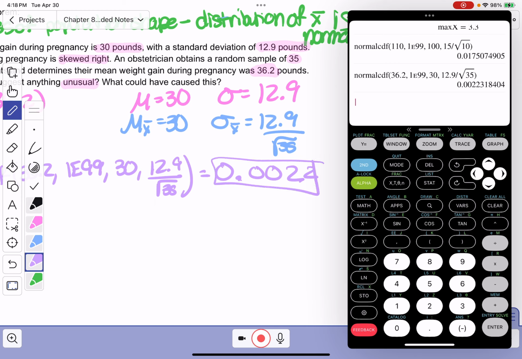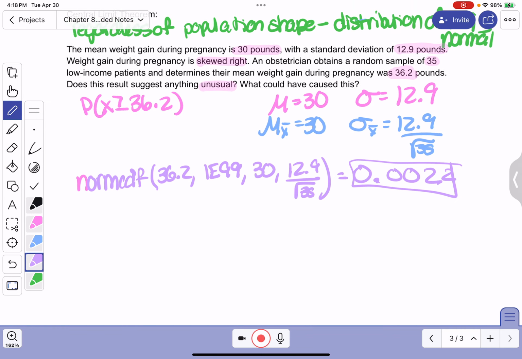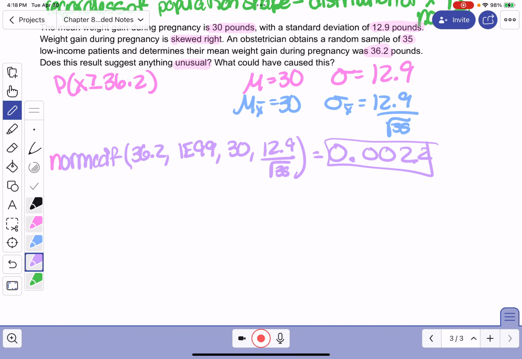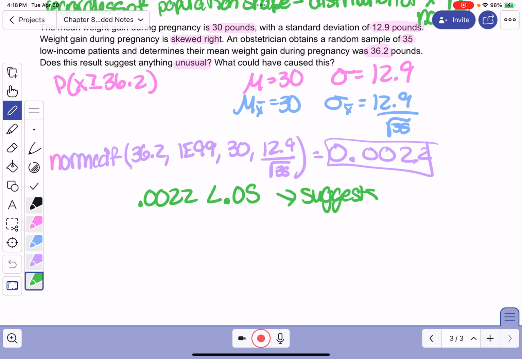So 0.22%. Then we ask, does this suggest anything unusual? So 0.0022 is less than 0.05. So this suggests unusual. So as soon as it's less than 0.05, we're unusual. Then what we're saying is, what could have caused this? This just wants you to come up with some ideas.